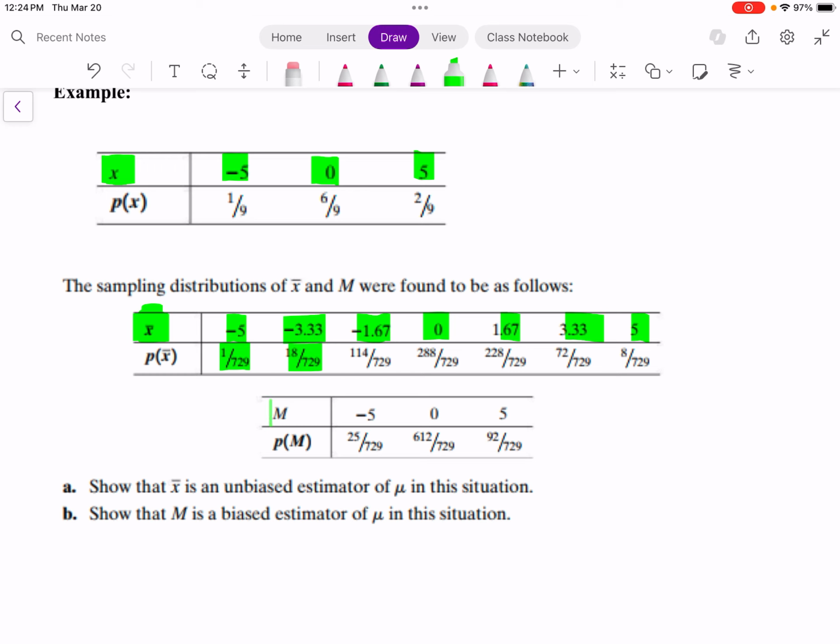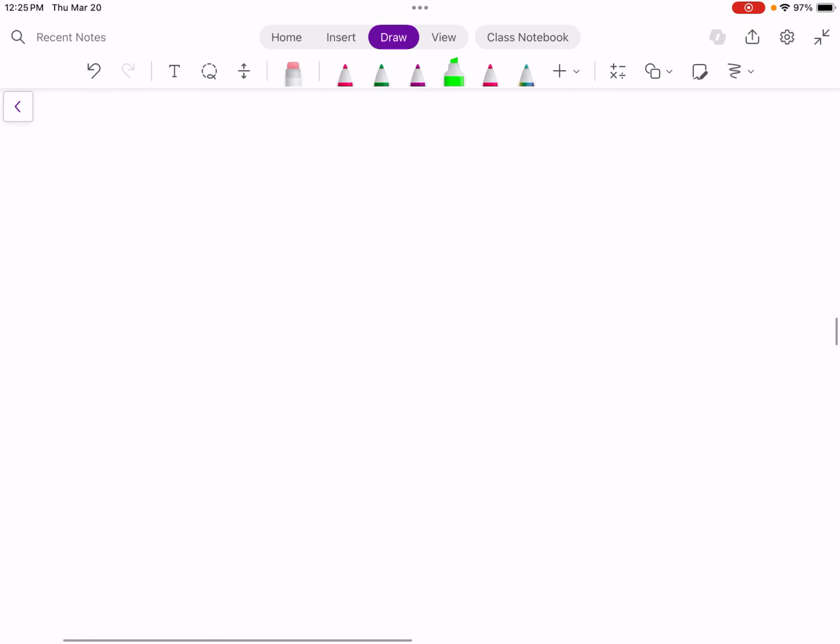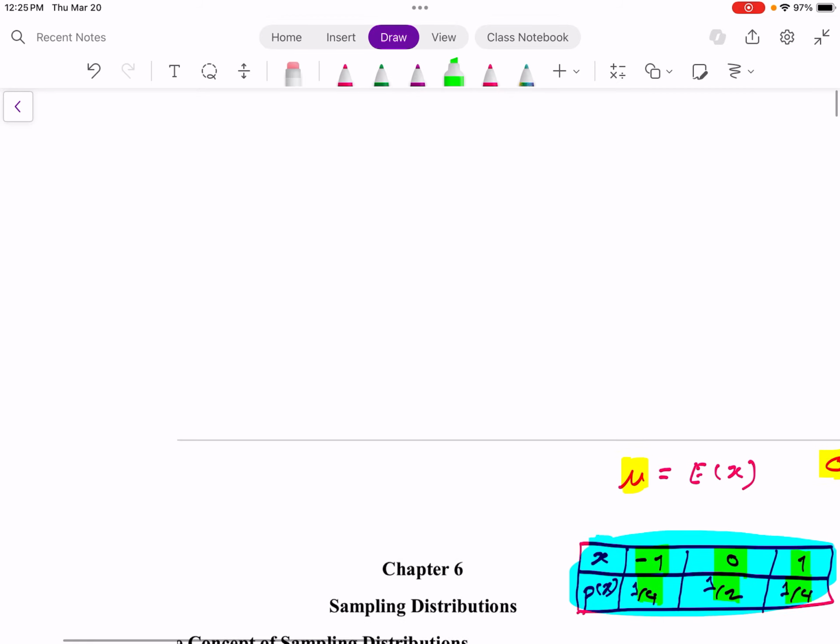Now in the third table we have m. M is a statistic, and we have the values that m takes, like -5, 0, 5, and their probabilities. This table is also a sampling distribution. So if you find a table with a statistic, those tables are sampling distributions. If you have a table with an x variable, then it can be a probability distribution for a discrete random variable or a continuous random variable. This is how we can identify our sampling distribution.